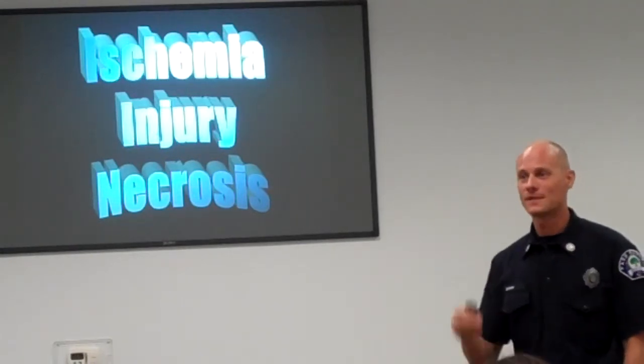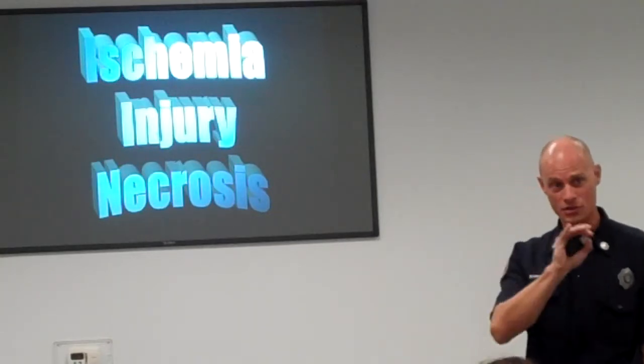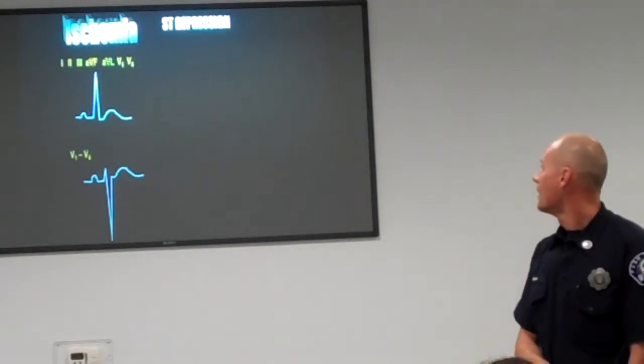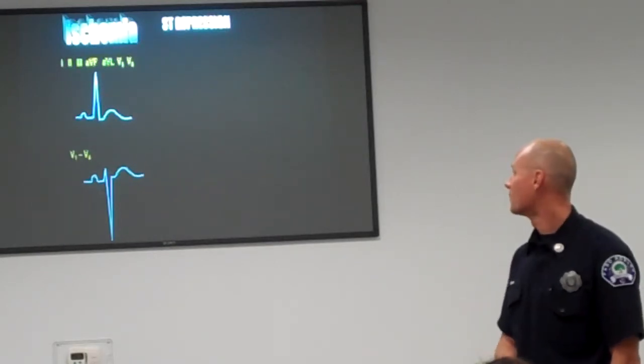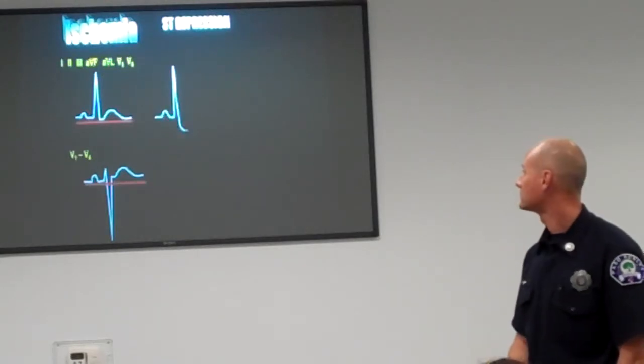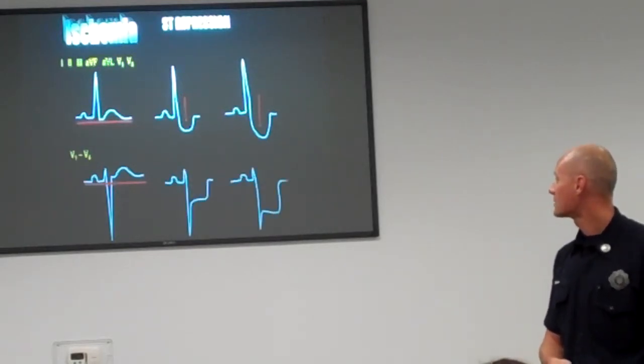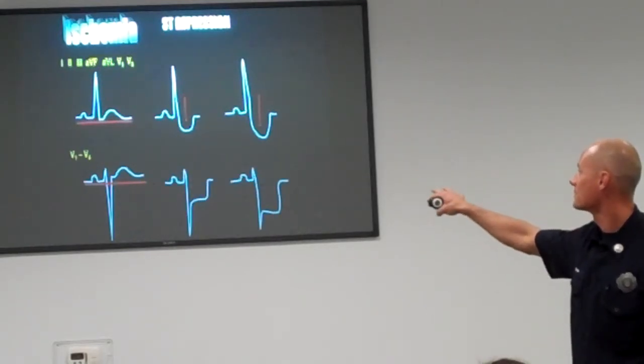So let's talk about how the ischemia, injury, necrosis, all that stuff should look. Okay? Ischemia. What's ischemia? Lack of blood flow. Yep, lack of oxygen. So the heart is just needing to get perfused somehow. So we're going to possibly see ST depression, right? So this is how ST depression can look in the various leads.